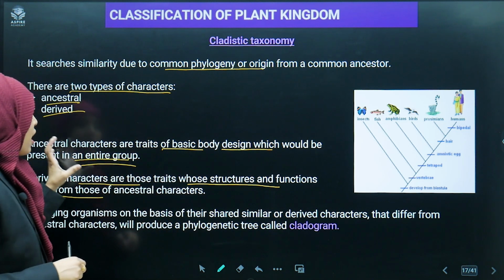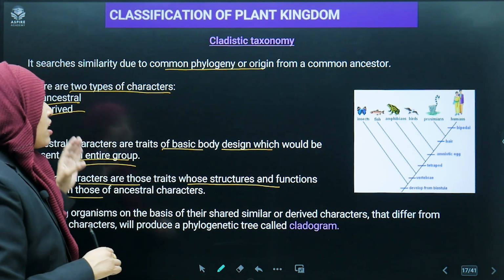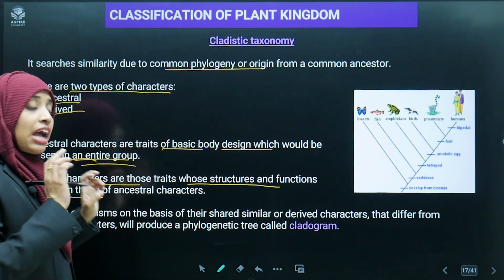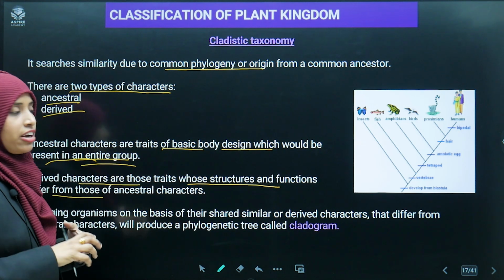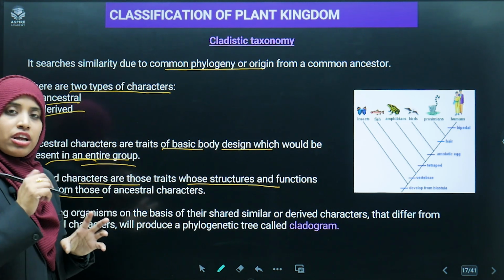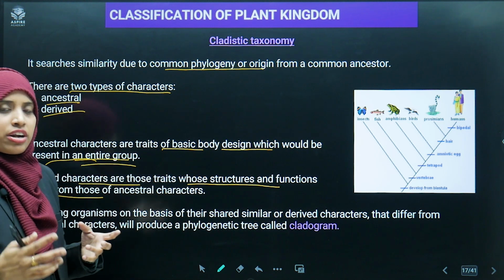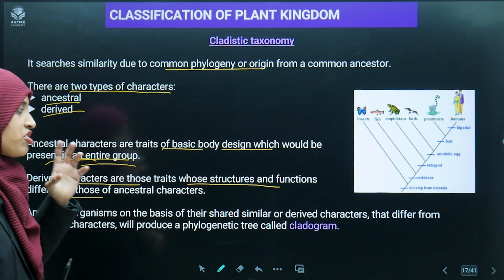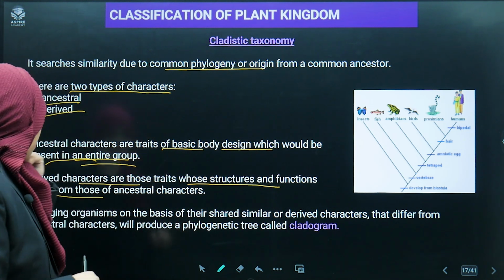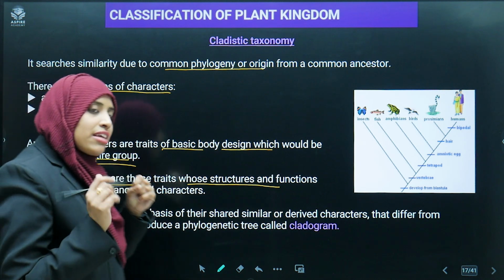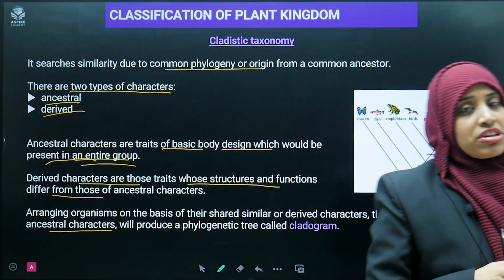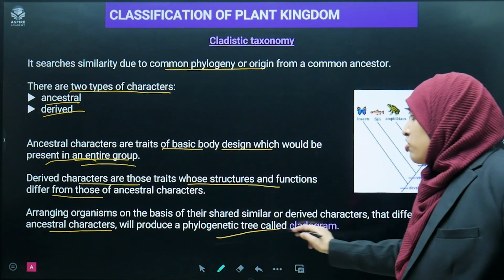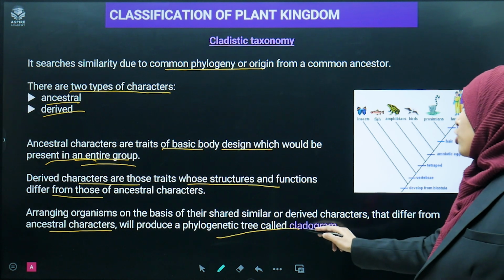So what is in ancestral? All the traits, and even the basic body design, would be present in the entire group, since this shows the ancestral characters. And what will be in the derived one? It will be slightly different from the ancestral character. So arranging the organisms on the basis of their shared similar or derived characters that differ from the ancestral character means seeing how the ancestral characters and derived characters differ in the organisms. This can be studied by a phylogenetic tree, and that is known as a cladogram.